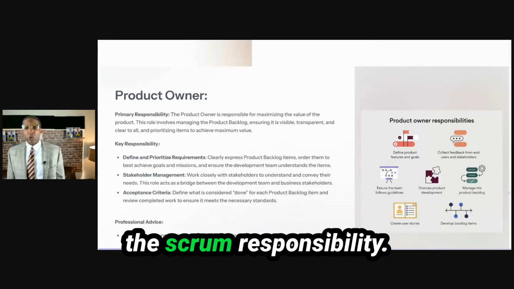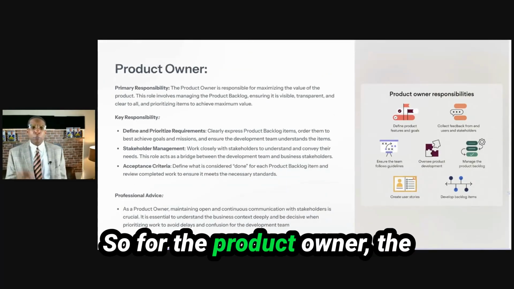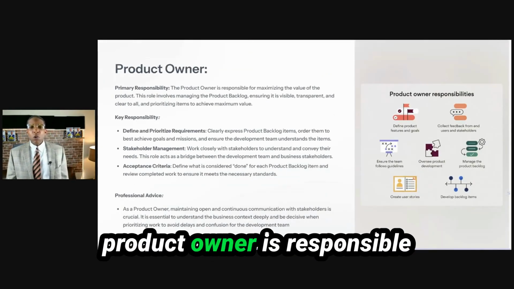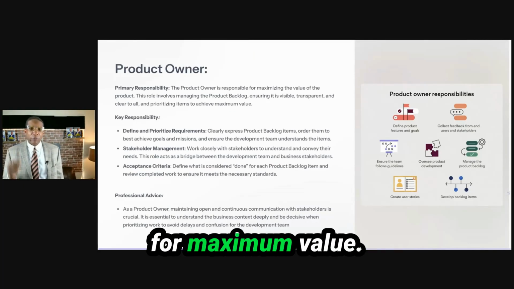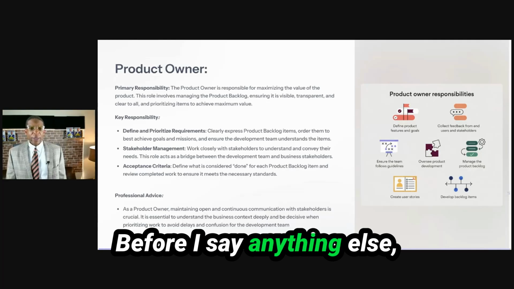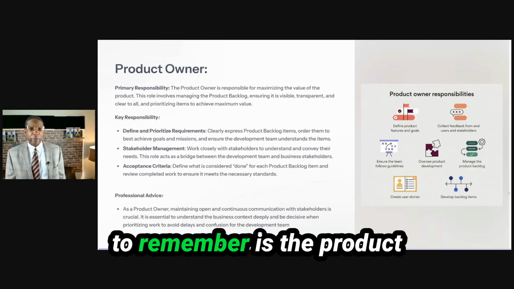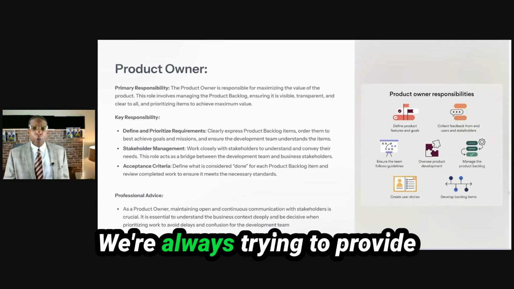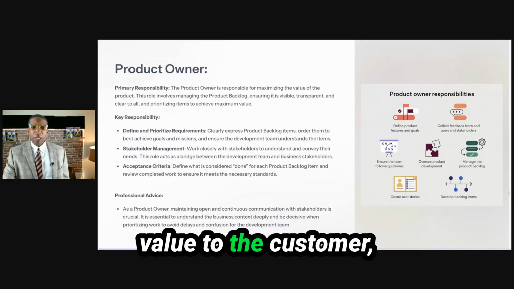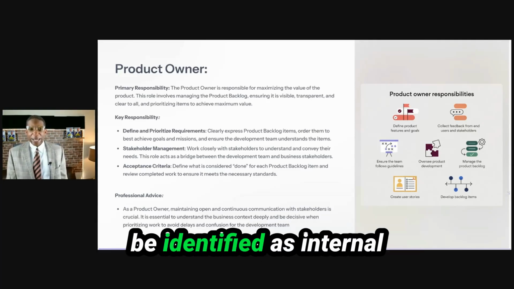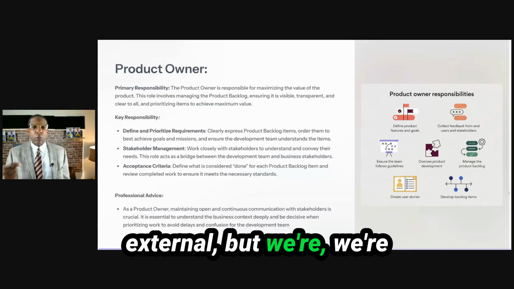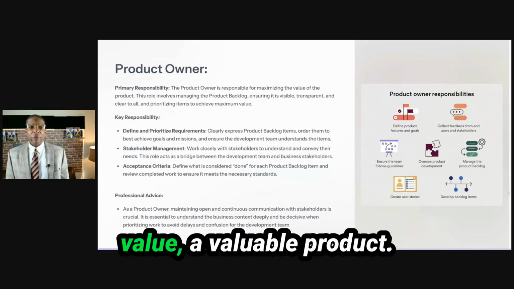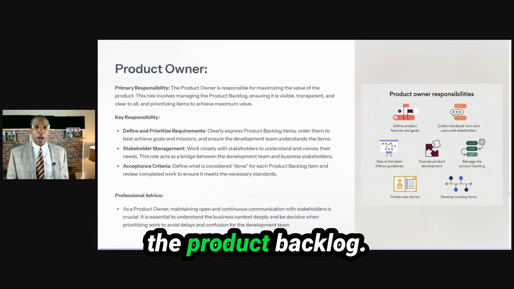All right, let's talk about the Scrum responsibilities. So the product owner is responsible for maximum value. Before I say anything else, this is something you want to remember: the product owner is trying to provide value. In the Scrum framework, we're always trying to provide value to the customer, whether the customer is internal or external, but we're doing our best to provide a valuable product. This role also involves managing the product backlog.